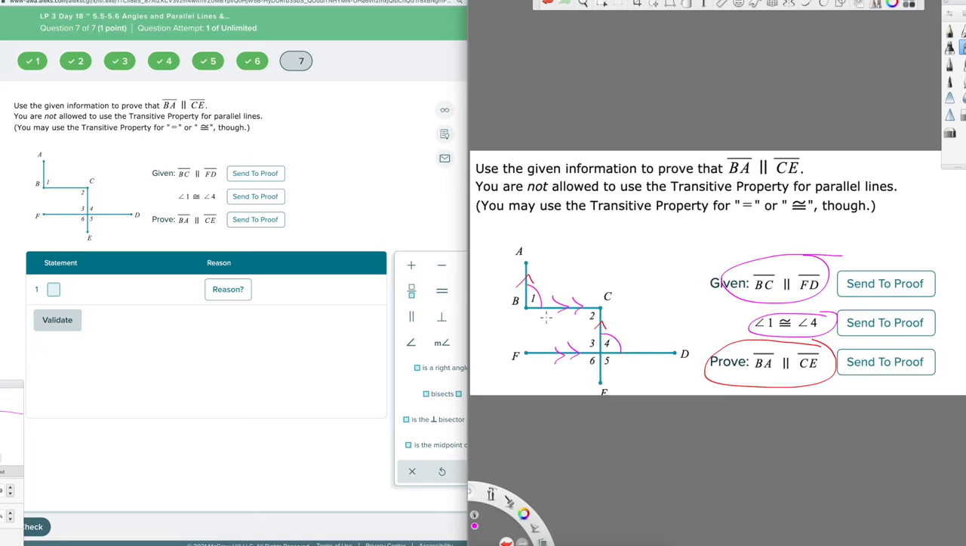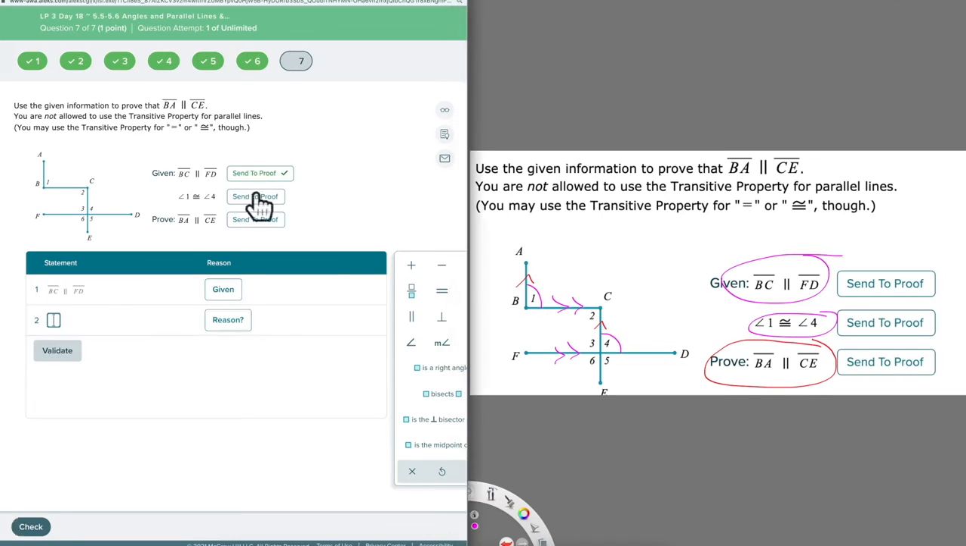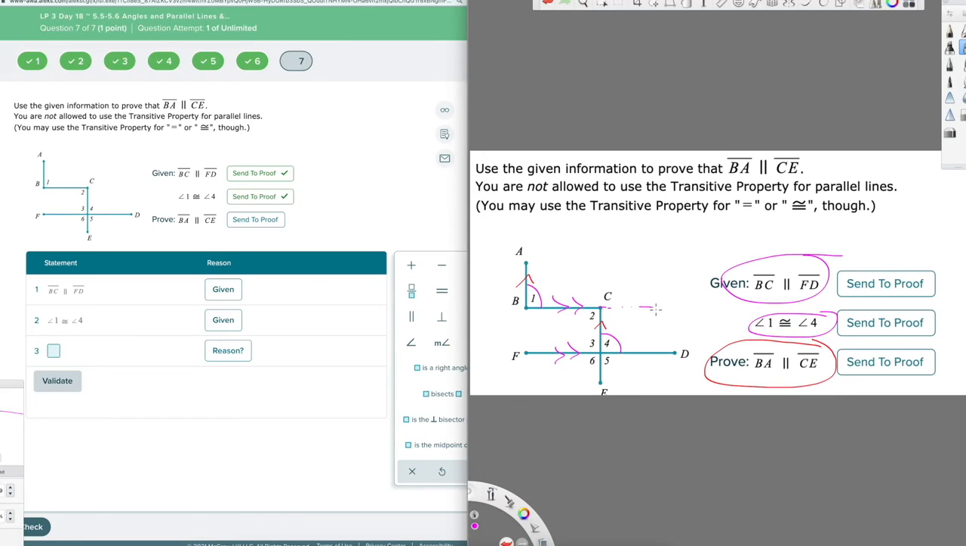So let's go ahead and send that to proof real quick, and let's see what we can do with this. We want to show, and we can kind of think of this as extending outward, just so that we can have that inside-outside idea. So I want to get from what I have to something that I can compare here.